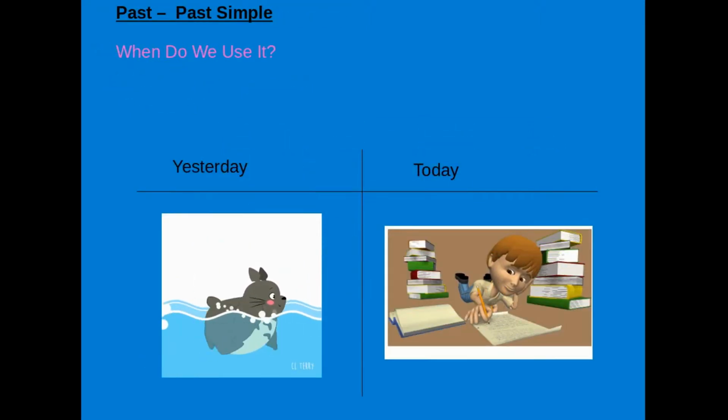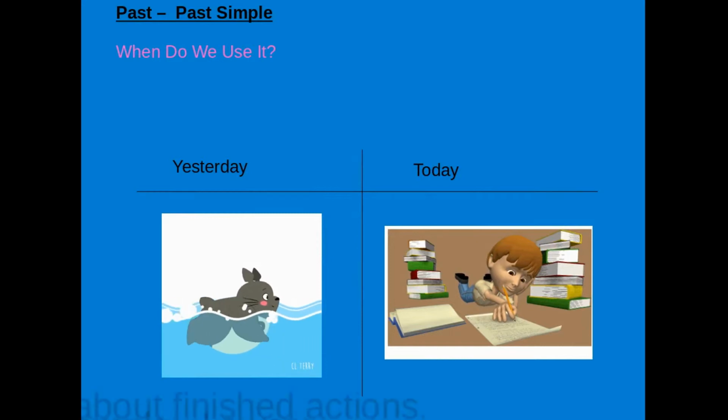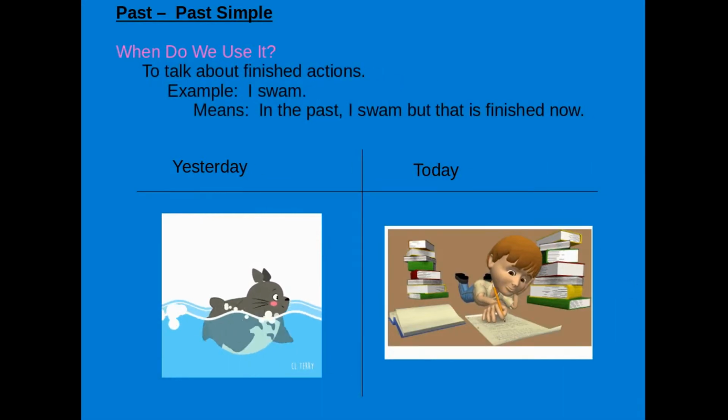Next, we'll talk about past simple. When do we use it? To talk about finished actions. For example, I swam, meaning in the past I swam, but that is finished now. Such as yesterday I swam, but today I'm studying.